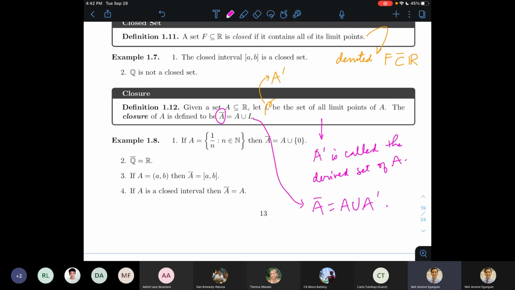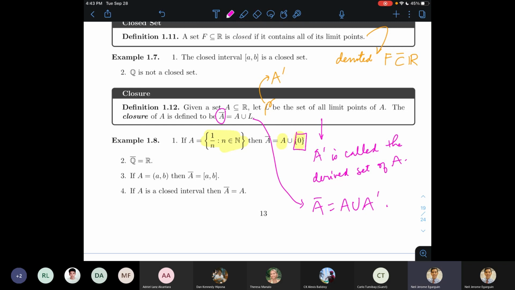Okay? So some examples in example 8, and actually these examples are nice because they build up on the previous examples that we have considered. So remember set A kanina, consisting of all numbers of the form 1 over n, where n is a natural number. The closure of A is A union 0. Kasi alam natin, isa lang yung limit point ni A. Ang limit point lang ni A ay 0. So the closure of A is A union set containing 0. And we call the set containing 0 to be the derived set of set A. Kasi yun lang yung limit point niya.